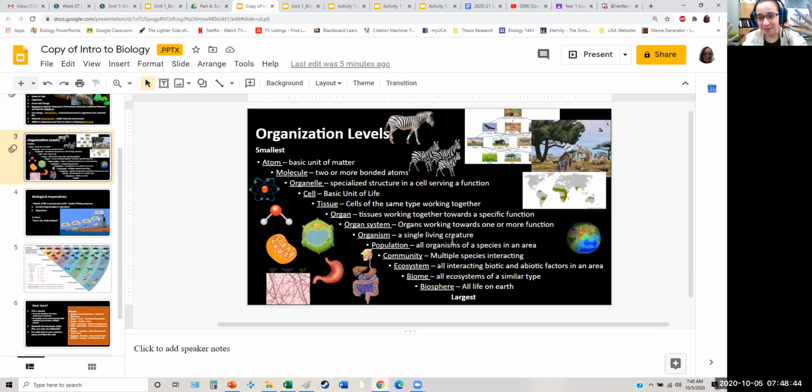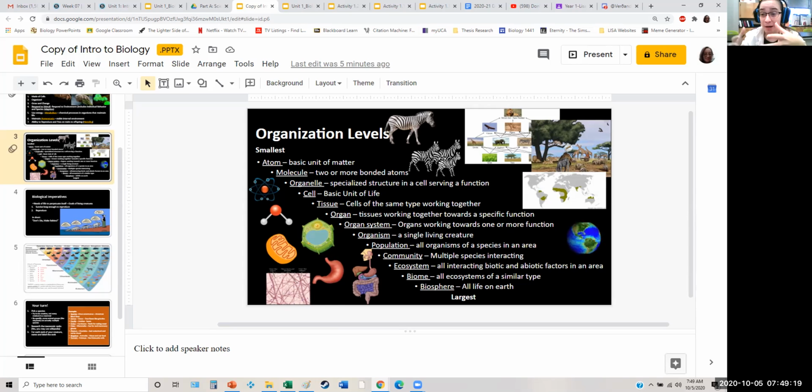So now we need more than one organism. And then we go one level higher, which is population. So all organisms of a single species in an area. So now we have this group of 3 zebras, and that would be considered a population. So you and your teacher and all your classmates in a single room, or if you're at home, you and your family, you would be a population within that classroom or your house.